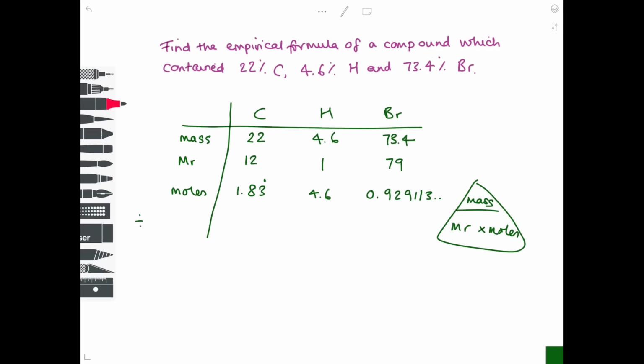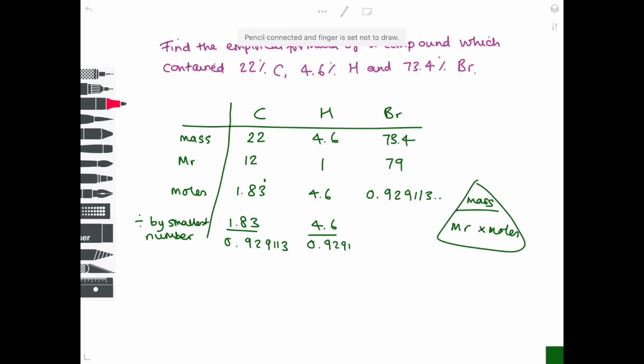Then we want to divide by the smallest number. So just have a scan, and obviously 0.9 is the smallest number, so we're going to divide all of the previous answers by that number. And this is so that we have a ratio.